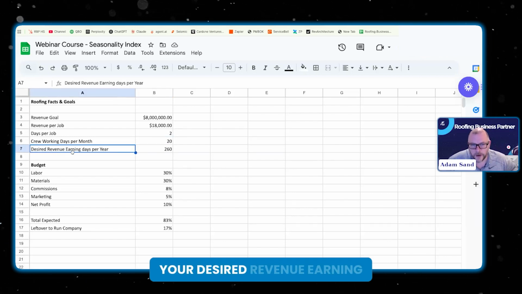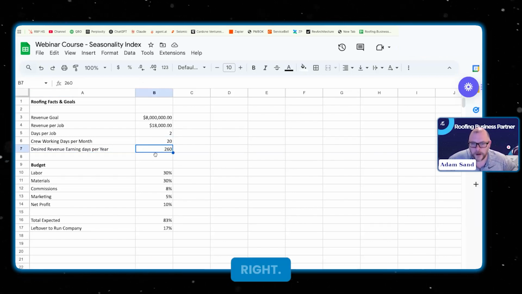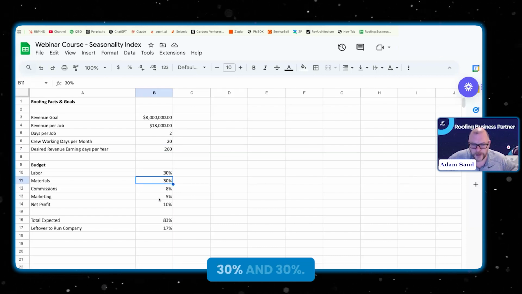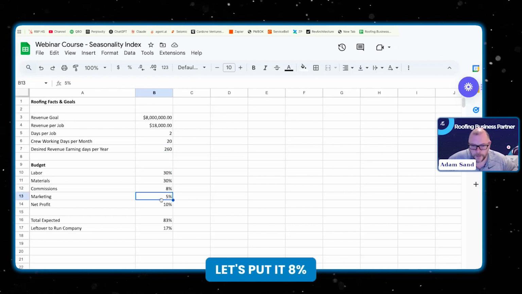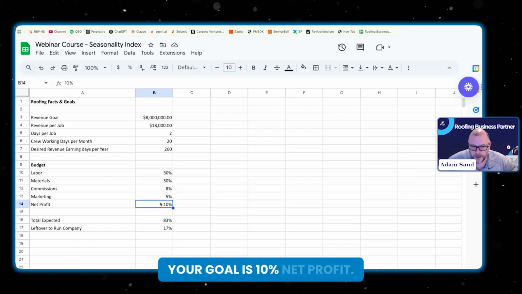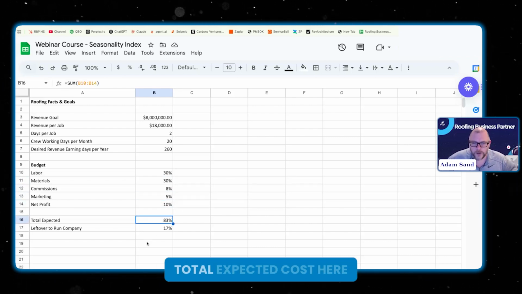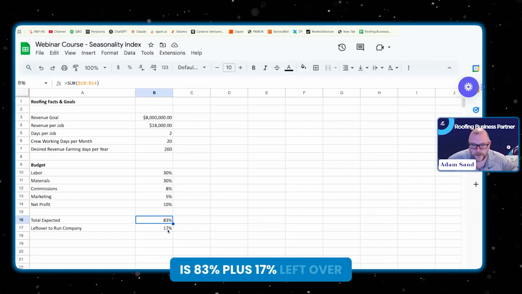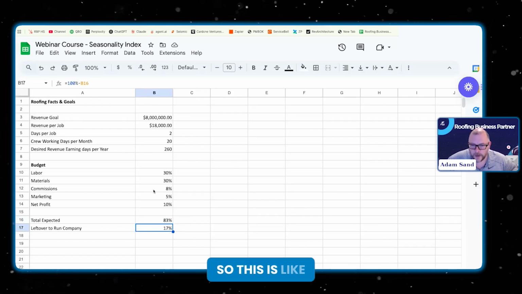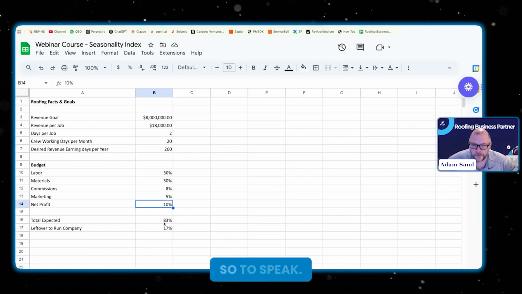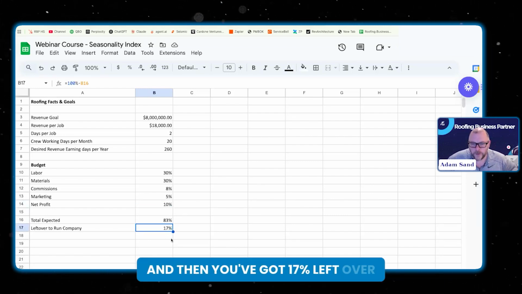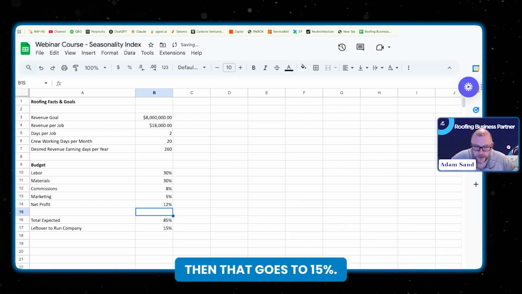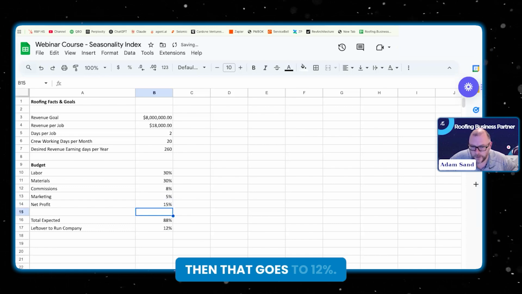And then your desired revenue earning days per year, right? You could put in 260. Then your labor and materials budgets, which is usually around 30 and 30. Your commissions, let's put 8%, marketing at 5. Your goal is a 10% net profit. That means your total expected cost here is 83%, plus 17% left over to run the company. So this is like already taking your profit first, so to speak, and then you've got 17% left over to run the company at a 10% net profit. If we go to 12, then that goes to 15. If we go to 15, then that goes to 12.